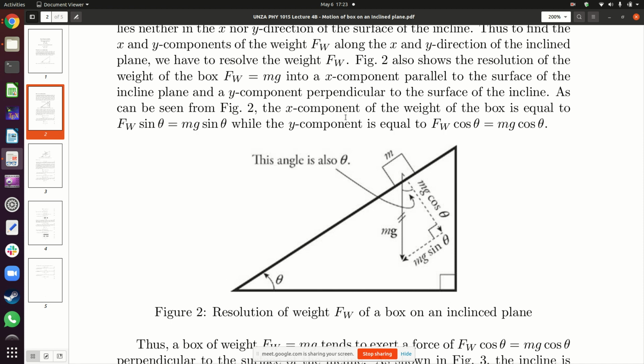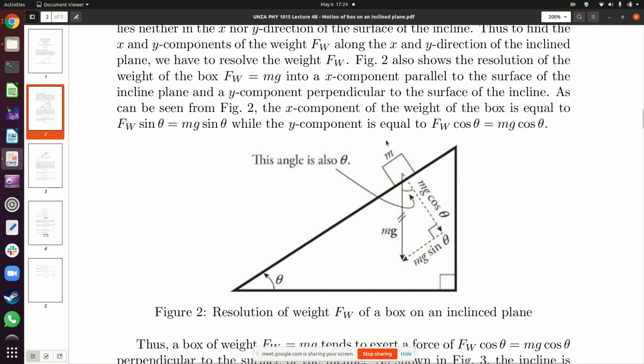But that is not enough for us to find a resultant, because resultant forces depend on direction. So simply choosing an x-axis to be parallel to the incline and choosing a y-axis to be perpendicular to the incline is not sufficient. We need to choose which of these directions along the x-axis is going to be the positive x-axis and which one is going to be the negative x-axis.